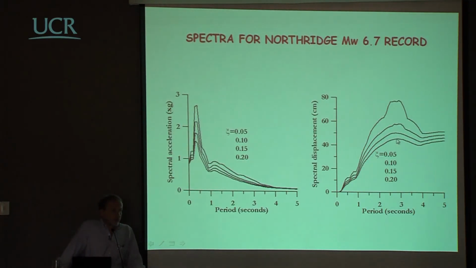There are two things to be noted here. One is that the peak spectral displacement is more than 2 times, maybe close to 3 times the peak ground displacement. This makes sense. This is something that also in the 80s we knew. And the other thing is that even in this case, where the damping has a large effect, the correction is in the range of less than 2 when you go from 5% to 20% damping.